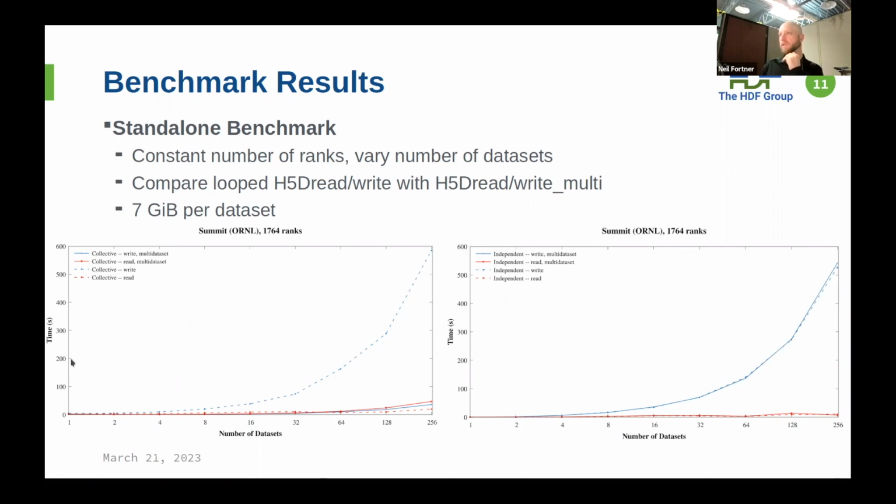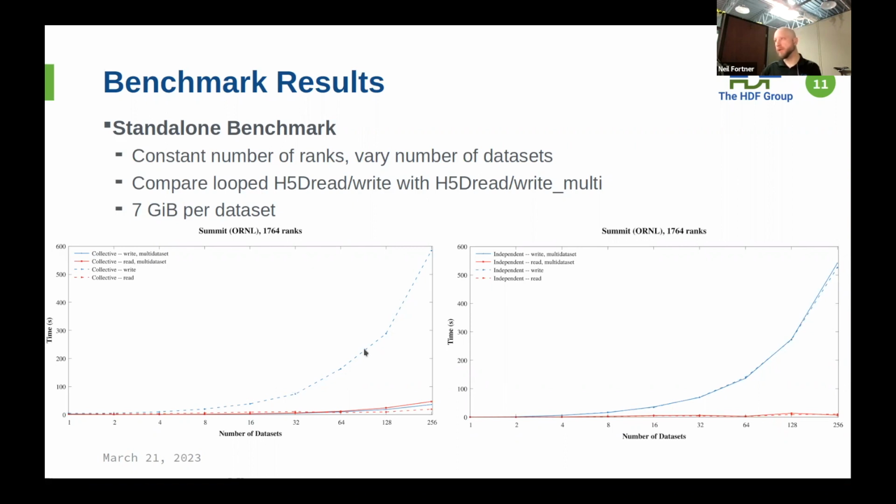The metric is time, so lower numbers are better. With just looping over the number of datasets, for the write case on this machine, in collective IO, it scales very poorly. Because it's 7 gigabytes per dataset, it's kind of a constant bit rate. So you're not getting any benefit from adding more datasets. You can't get any more throughput.